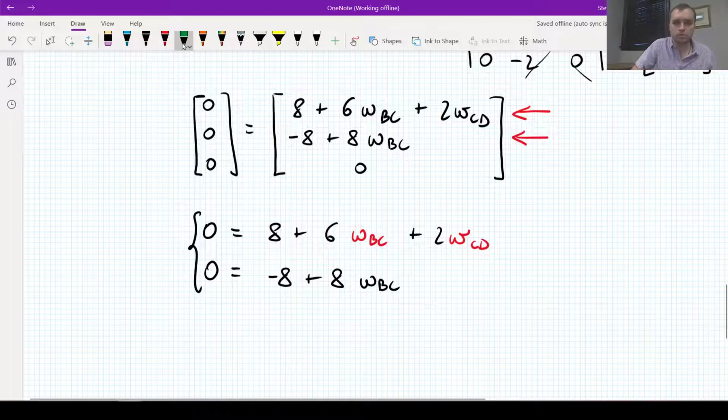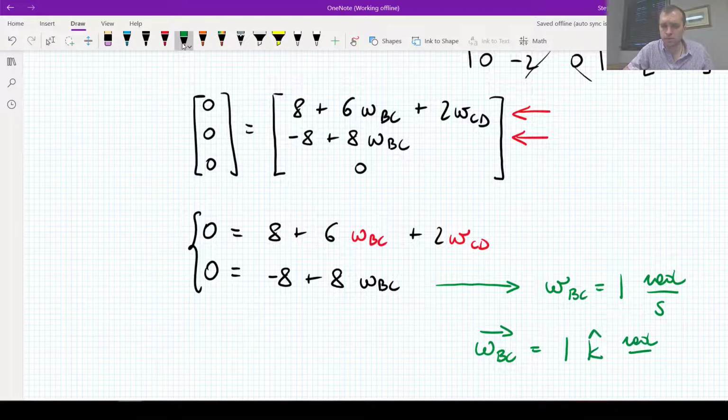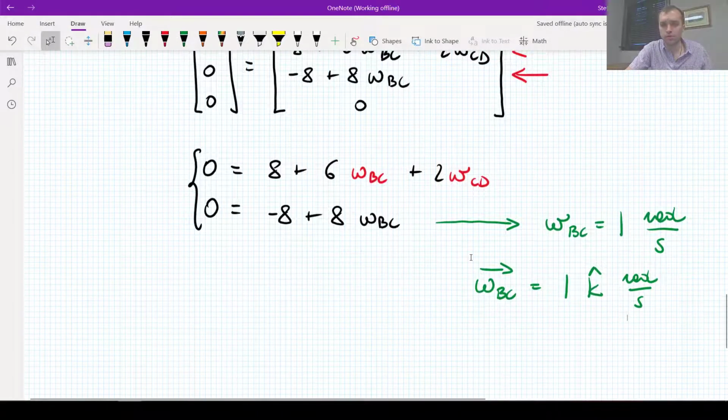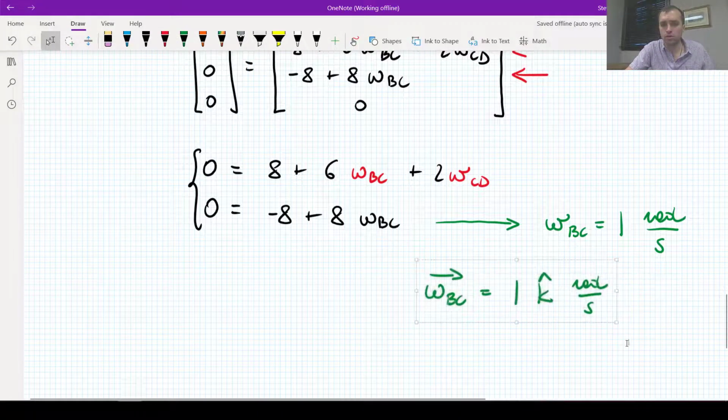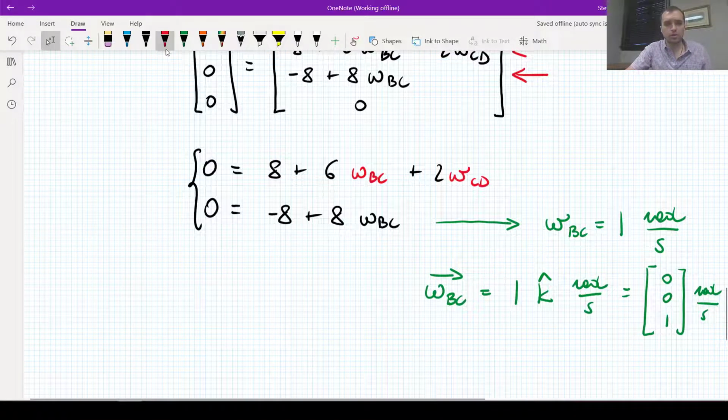Okay. From equation number 2, you can clearly see that omega BC is equal to 1 radian per second. And we obtained a positive value. That means that our omega BC vector-wise will be 1k radian per second. Or if you prefer vector notation, you can also write 0, 0, 1 radians per second.